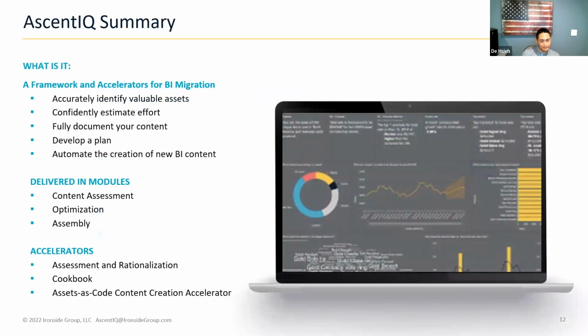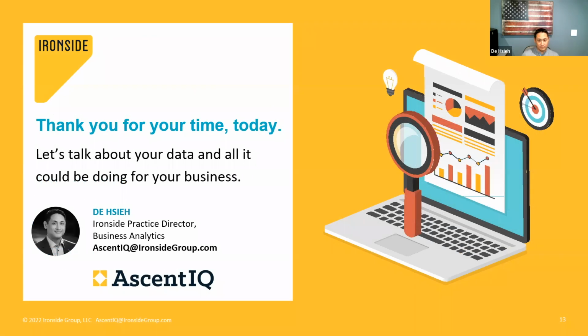So a little bit of a summary. So what is it again? It's a framework and built-in accelerators for migration. Identifying what's valuable really helps with identification of the effort, documentation of your content, helping you develop a plan, and then automate as much as possible the creation of the new BI content. It's delivered in these three modules. Remember, if you start from the bottom and go up, and then our accelerators are our assessment, our rationalization, our cookbook, and this automated development, this assets as code. So that's it for AscentIQ.